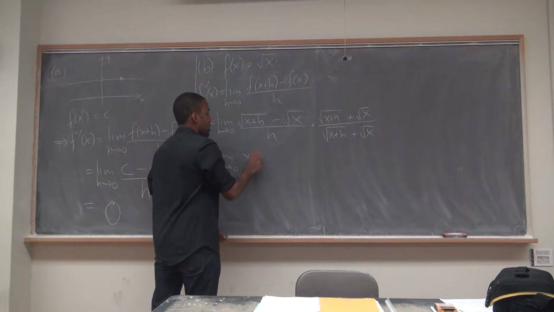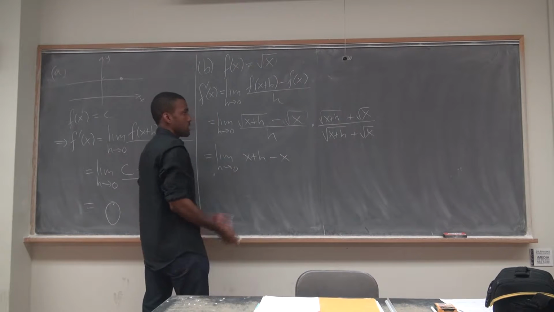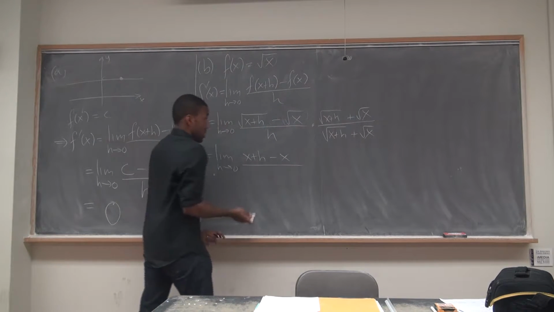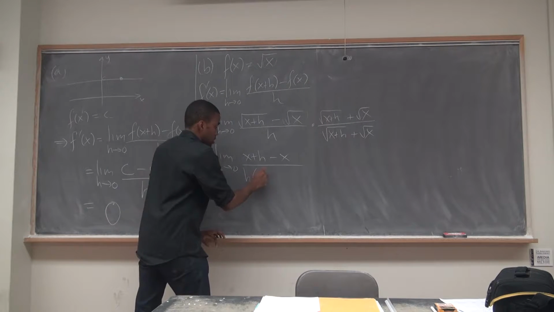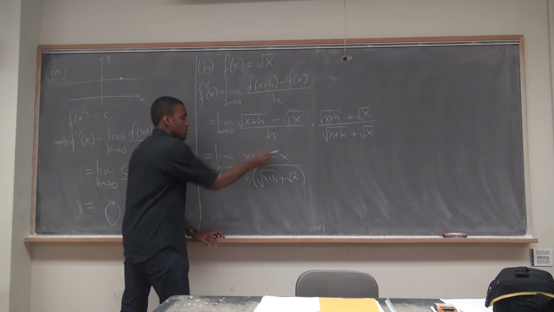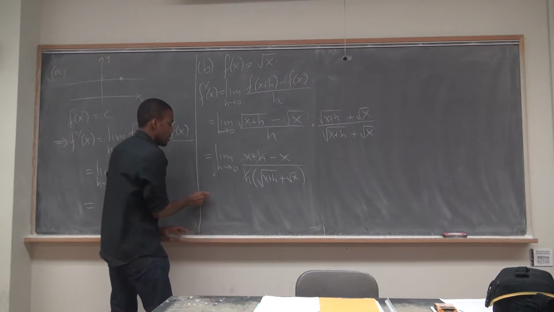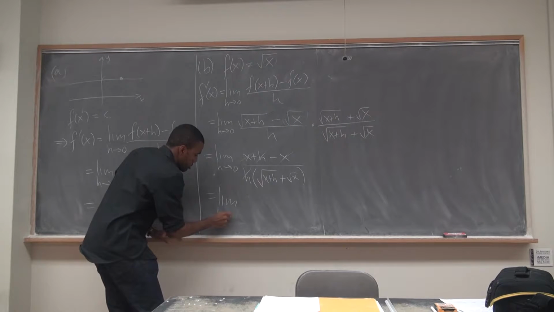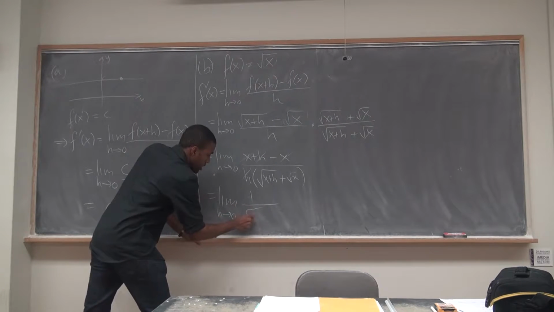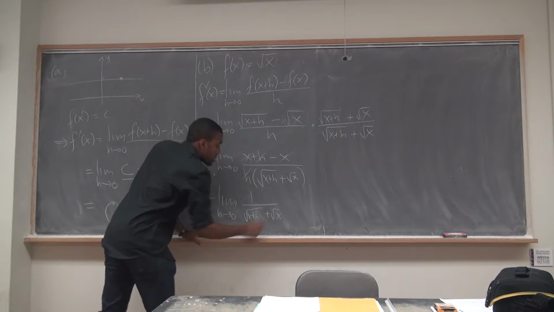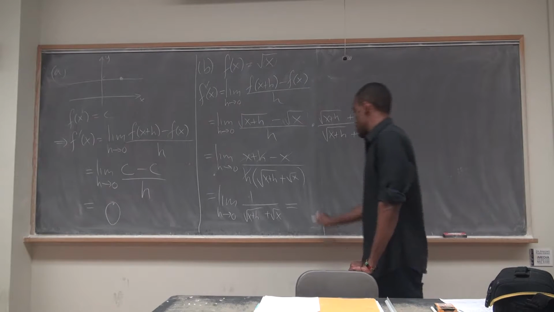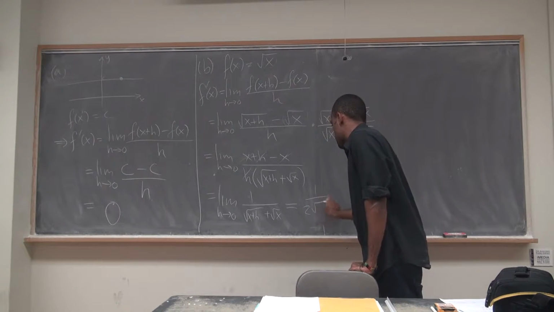X plus h minus x, right? Because it's the difference of two squares form. It's going to be x plus h minus x, which is just h, since the x's cancel. At that point, we're going to have x plus h plus radical x here. The h's will cancel. I end up with the limit as h approaches 0 of 1 over radical x plus h plus radical x. At this point, I can plug in h equals 0, and I would get 1 over 2 radical x.